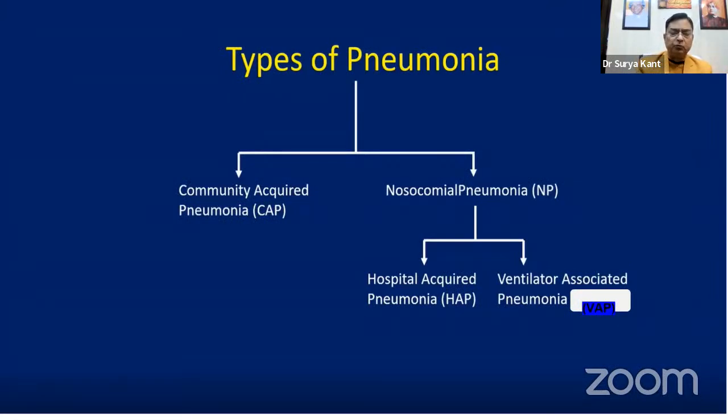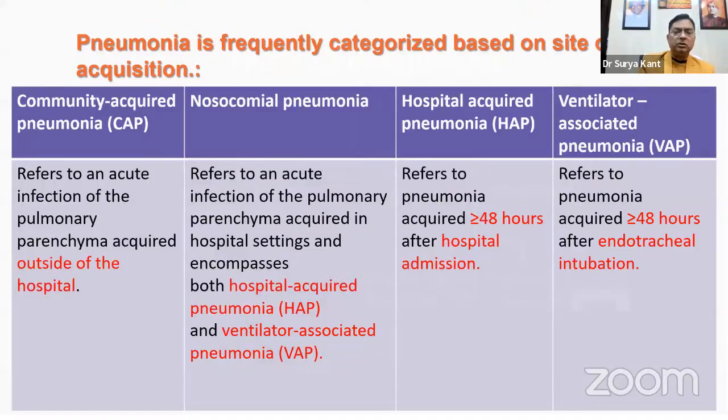We will explain what is meant by community-acquired pneumonia, or it can be nosocomial pneumonia. That can be of two types: hospital-acquired pneumonia, or ventilator-associated pneumonia, commonly known as HAP or VAP. So now, coming one by one. Pneumonia is frequently categorized based on site of acquisition also. And what classification we have learned, now we are coming with the details of this classification.